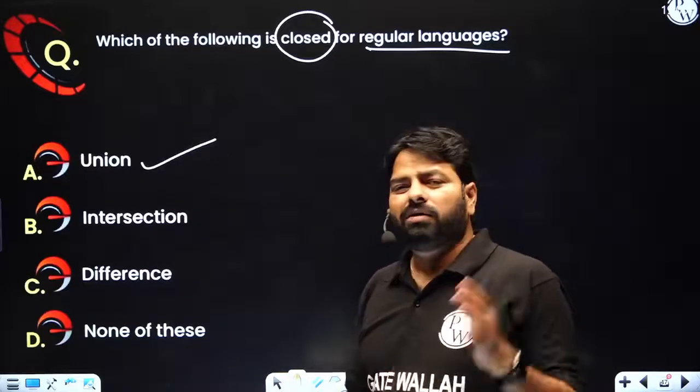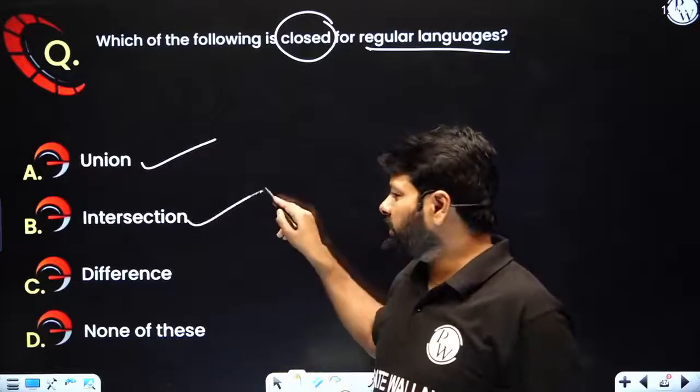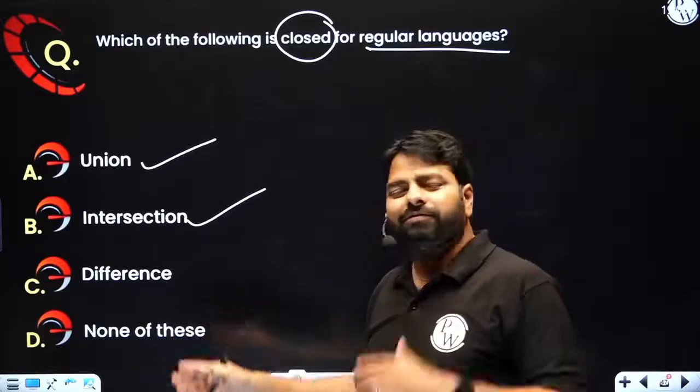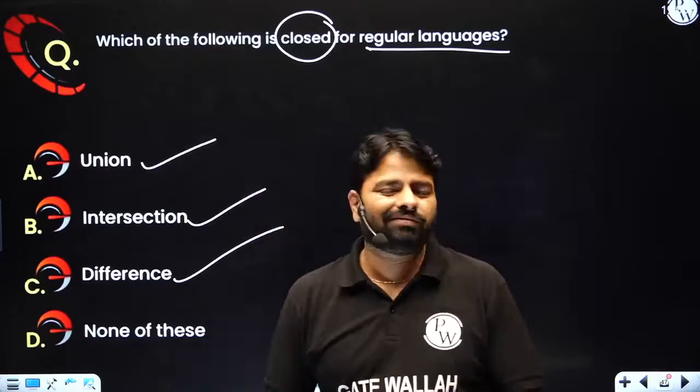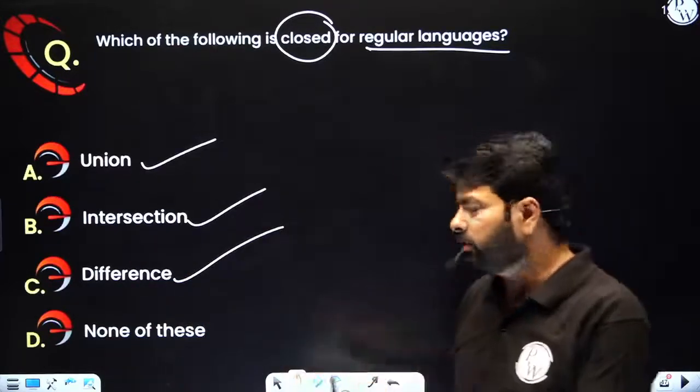Regular intersection regular, is it always regular? Yes. And set difference. All three have the same algorithm. In fact, only the final states in the machine will differ if you are doing the proof.